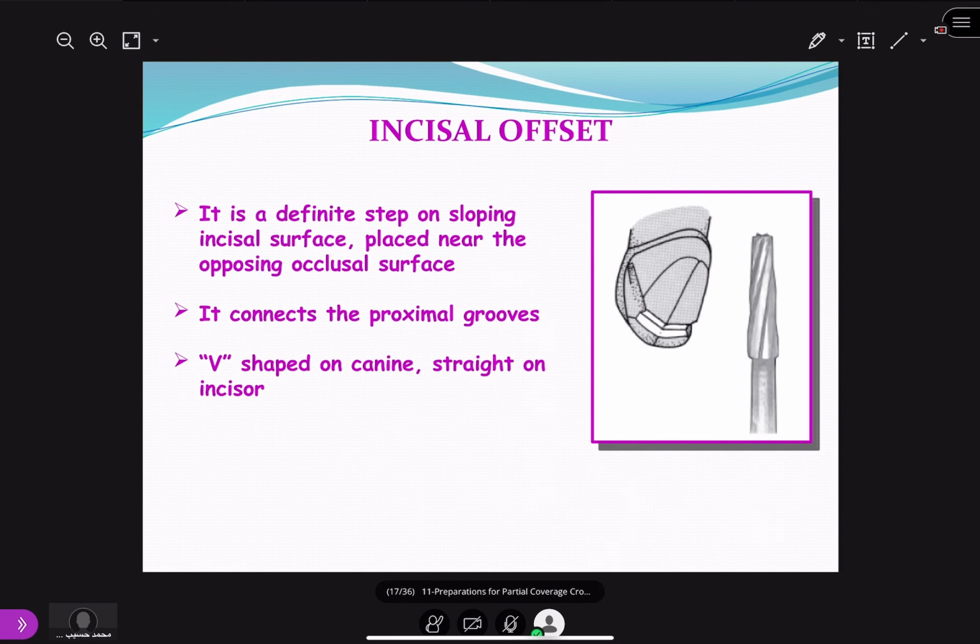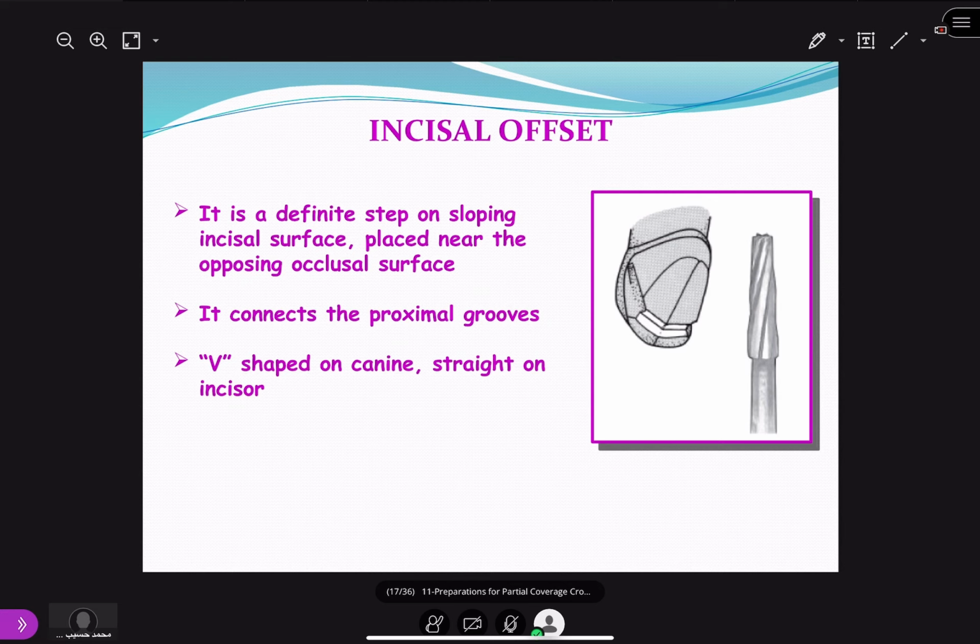So when you have finished with the proximal groove and proximal flare, the third feature is the incisal offset. For posterior teeth we call it occlusal offset. For anterior teeth we call it incisal offset. It is a definite step on the sloping incisal surface placed near the opposing occlusal surface. It connects the proximal grooves. It extends from one proximal groove to the other proximal groove. It is inverted V shaped.